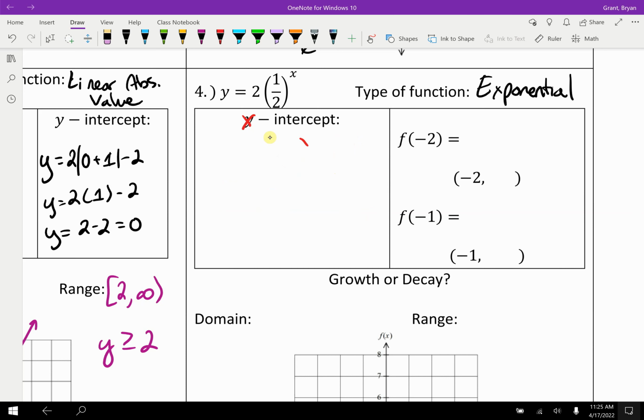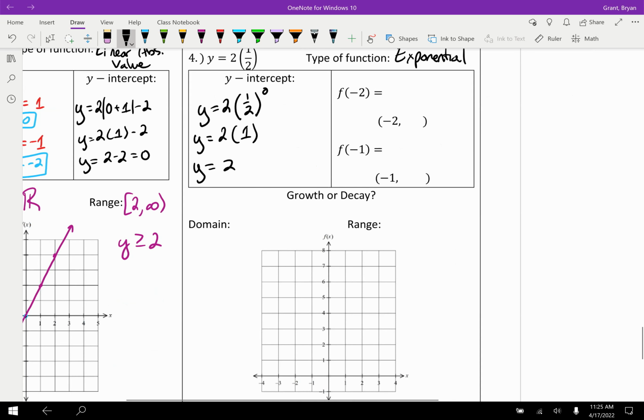All right, but we will, however, have a y-intercept. So our y-intercept is the same as before, 2 times 1/2 to the 0th, and we follow PEMDAS. Nothing to do in the parentheses, but there is an exponent. The exponent is only attached to the 1/2, and anything to the 0th power we know is 1. Then we do the multiplication to find that there is a y-intercept of 2.